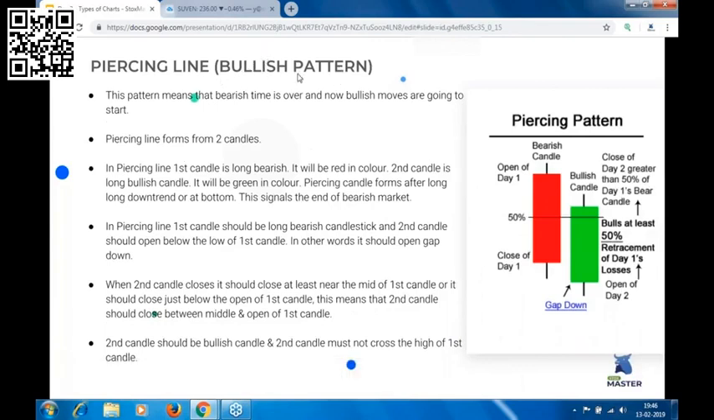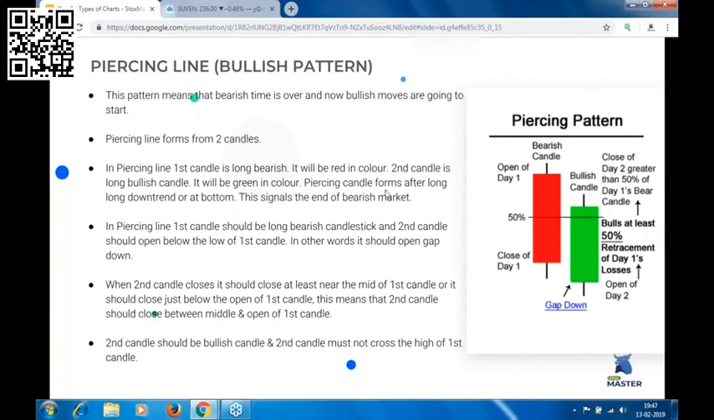Piercing line. Now this is again a bullish pattern. This pattern means that the bearish time is over and now the bullish moves are going to start. Piercing line is a formation of two candles. In piercing line, the first candle is a long bearish candle. It will be red in color, and the second candle is a long bullish candle, which will be green in color.